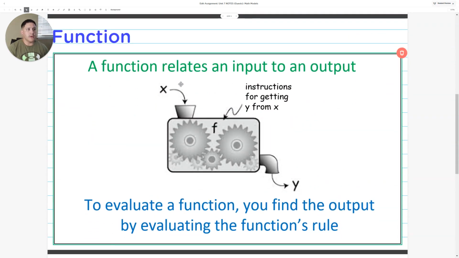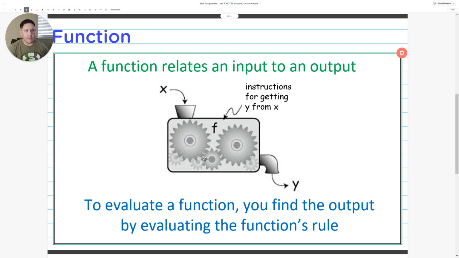Function. A function relates an input to an output. To evaluate a function, you find the output by evaluating the function's rule. So think of a function as a machine. That machine will produce a product depending on what type of inputs you have, and then that product is your output. So in the case of math here, that input is the x value.